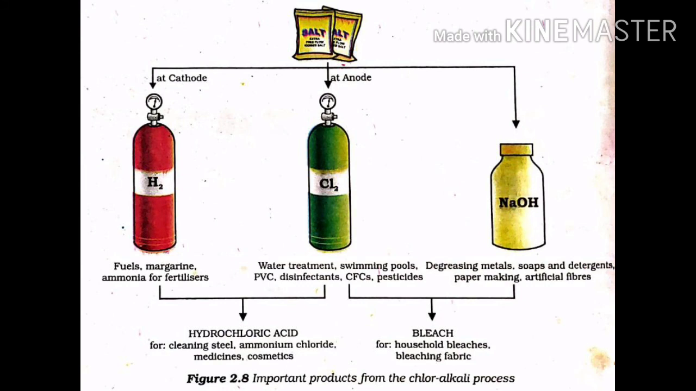Sodium hydroxide is used as a degreasing agent for metals, that is, in cleaning metals. Hydrogen combines with chlorine and gives hydrochloric acid, which is used for cleaning steel, for the preparation of ammonium chloride, and in medicines and cosmetics. Chlorine combines with sodium hydroxide and forms bleach, which is used for household bleaches and bleaching fabric.